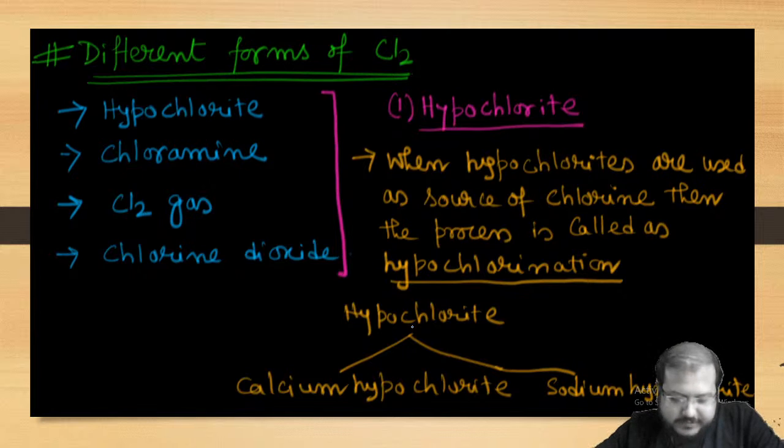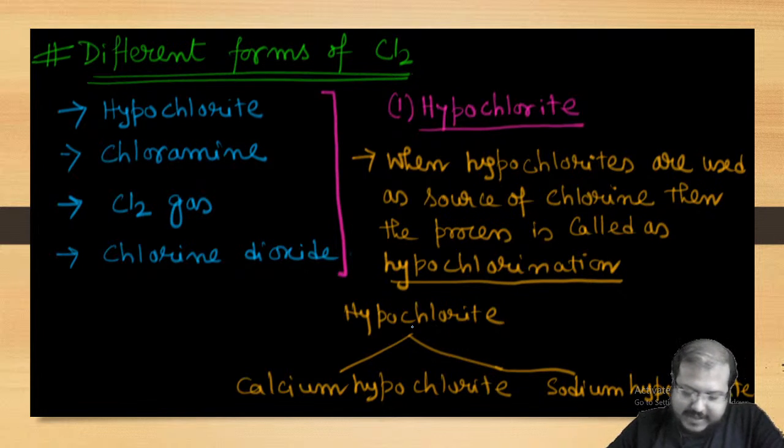What is hypochlorite? Hypochlorites are of 2 types. When hypochlorites are used as a source of chlorine, the process is called hypochlorination. Hypochlorite will be of 2 types: calcium hypochlorite and sodium hypochlorite.